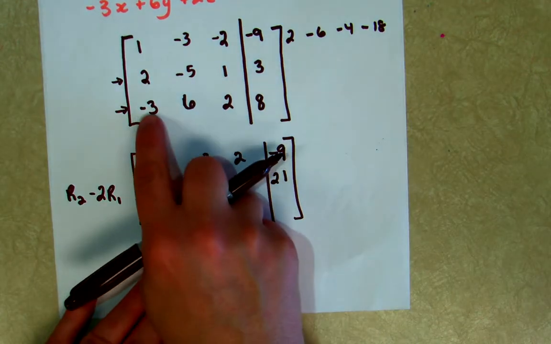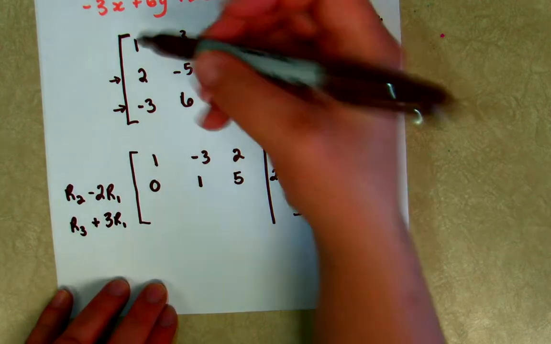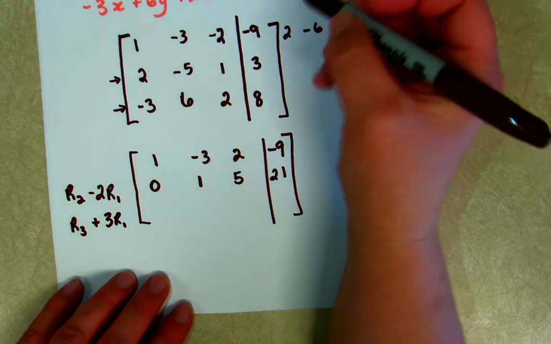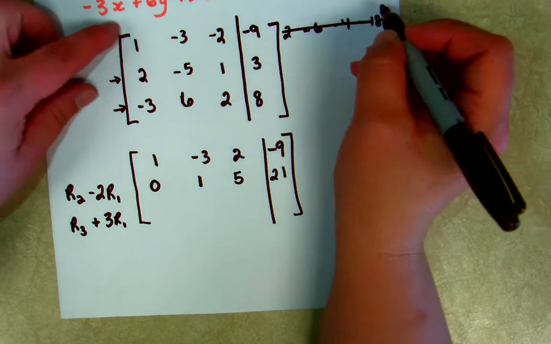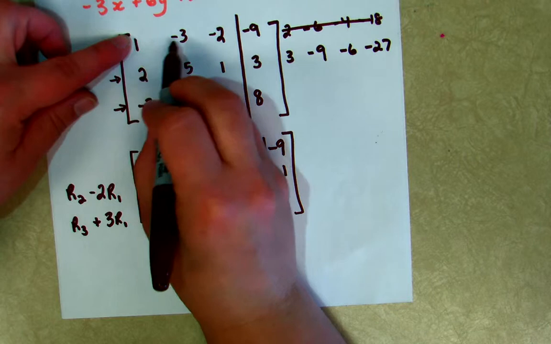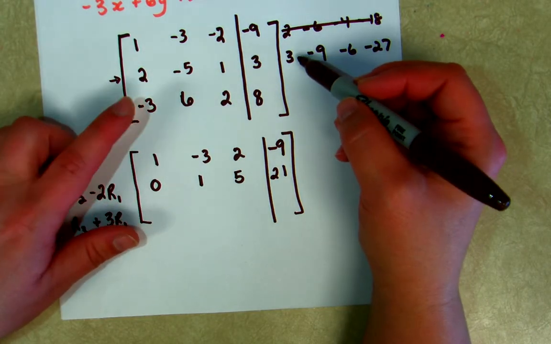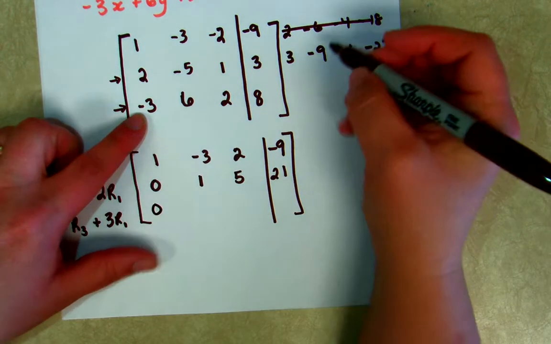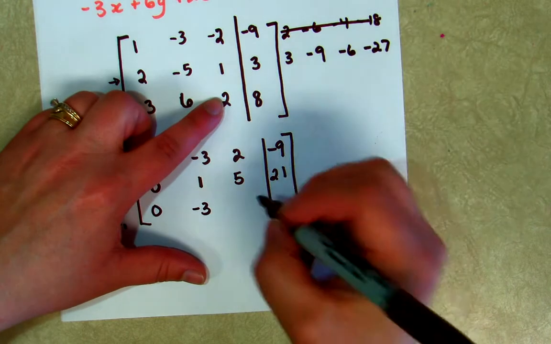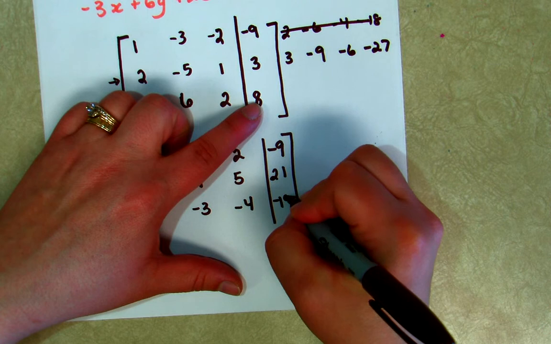Now the second 0 I want to get is right here. So I'm going to take row 3, but in this case I'm going to add 3 row 1s because they're already opposite signs, so I don't need to subtract to get them to go away. So again, you can just do it in your head, or if you want to, you can multiply 3 of these right now. So I just tripled all of these, and now I'm going to add these together. Row 3 plus 3 row 1s. So negative 3 plus 3 is 0. 6 plus negative 9 is negative 3. 2 plus negative 6 is negative 4. And 8 plus negative 27 is negative 19.